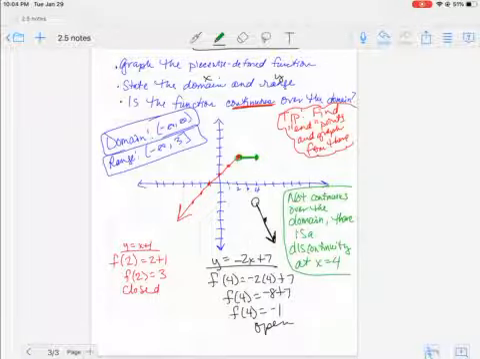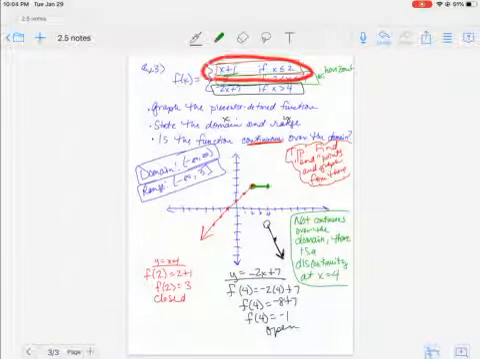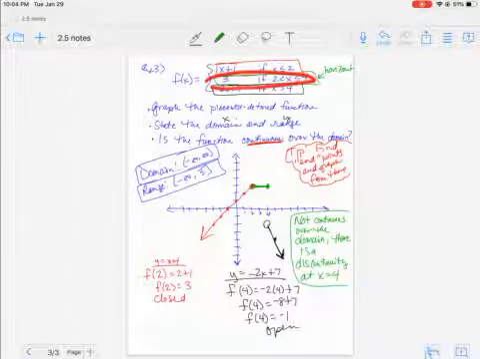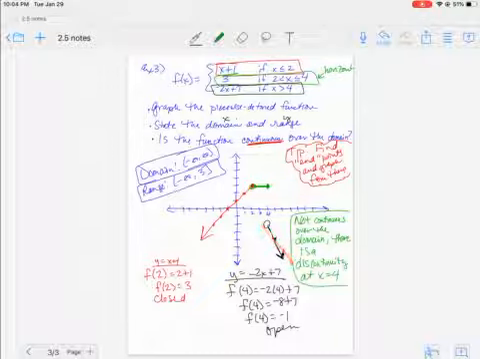And there it is. Piecewise defined functions. Piecewise defined functions simply means I'm going to take a little piece of this function, a little piece of this function, and a little piece of this function. And I'm going to put all of those together to make one graph.